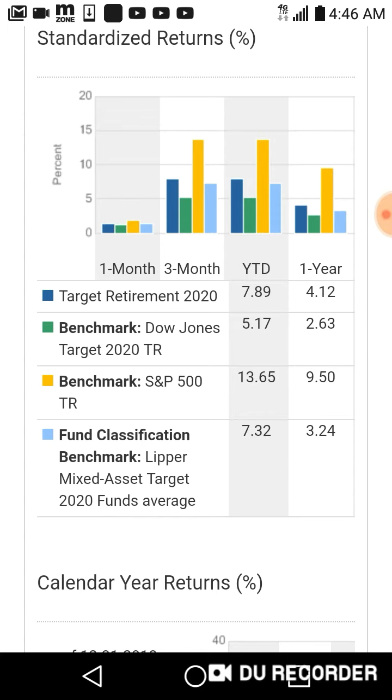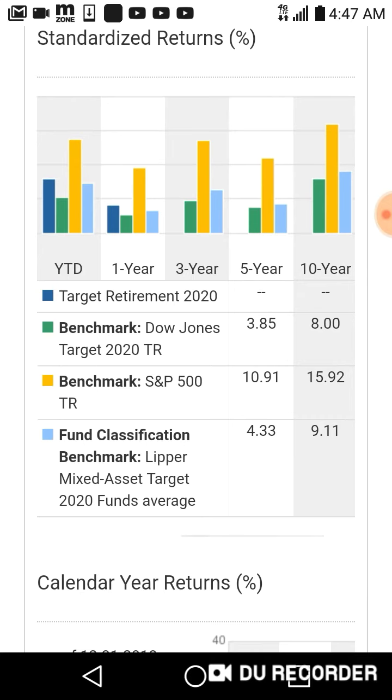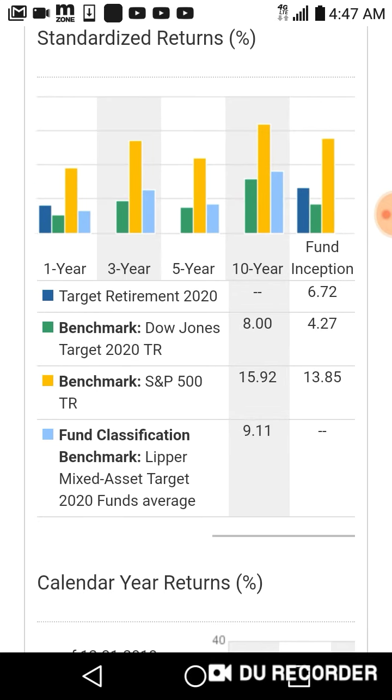So you can look at the 1 year. It doesn't really compare to 3 year and 5 year because it's a newer fund. But you can see how the Dow Jones compares to the S&P 500. The 10 year. And then it gives you the overall since the fund's inception.